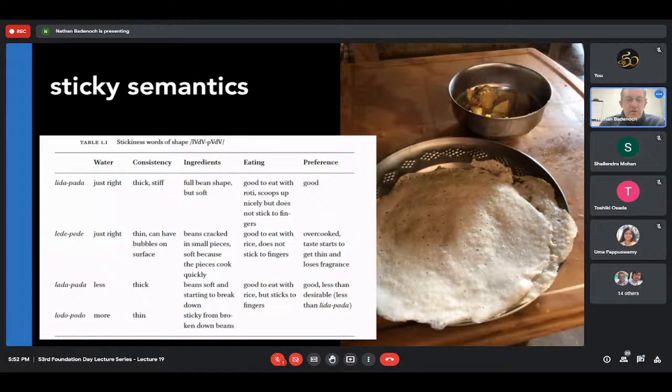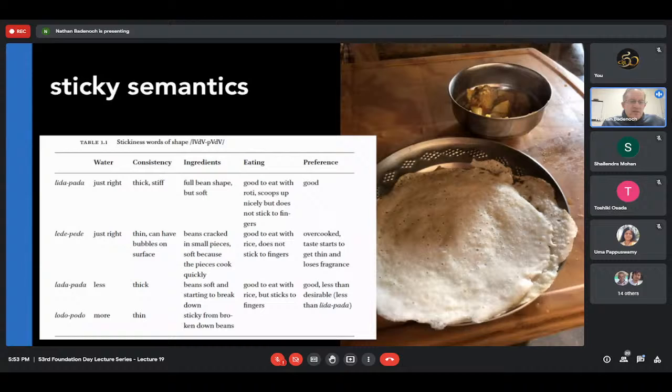Just as the boiling water provided a catalyst starting point for expanding the look at expressives in a certain semantic group, expressives that depict different types of dal having to do with food caught our interest and led to a discussion which we thought very nicely we could call sticky semantics, because this was about the stickiness that you experience when you're eating dal.